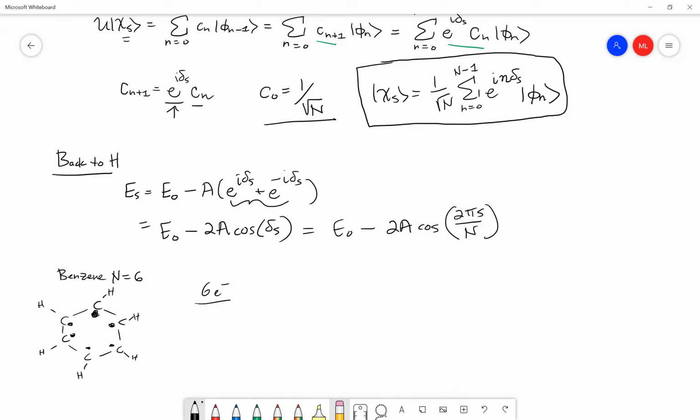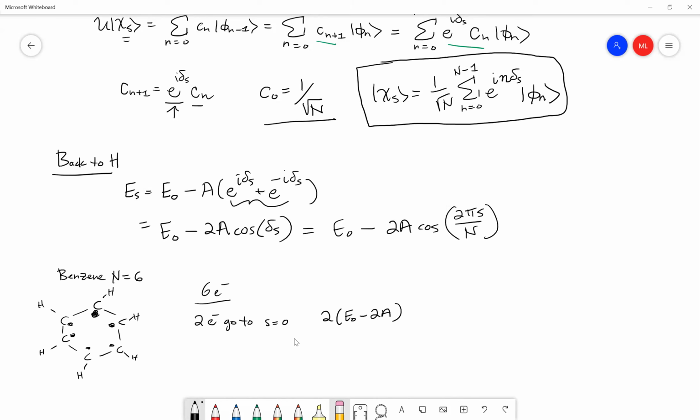Okay, so let's do it one at a time. First we can place 2 electrons, go to the ground state, which is the s equals 0 state. So that energy would be 2 E0 minus 2a. 2 electrons go there.